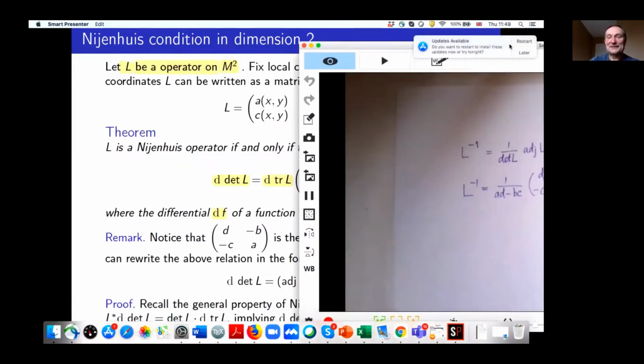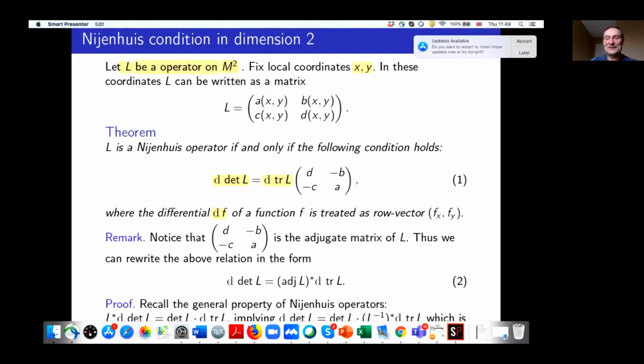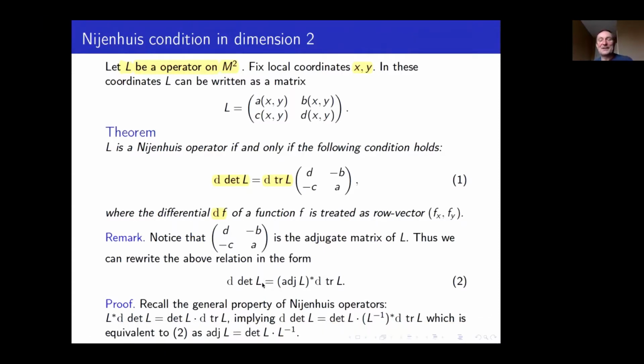So in other words, I can rewrite the matrix relation in a slightly different way. The differential of the determinant of L is: you take the adjugate matrix, but since this matrix acts on covectors, for this reason I put a star here, and apply it to the differential.